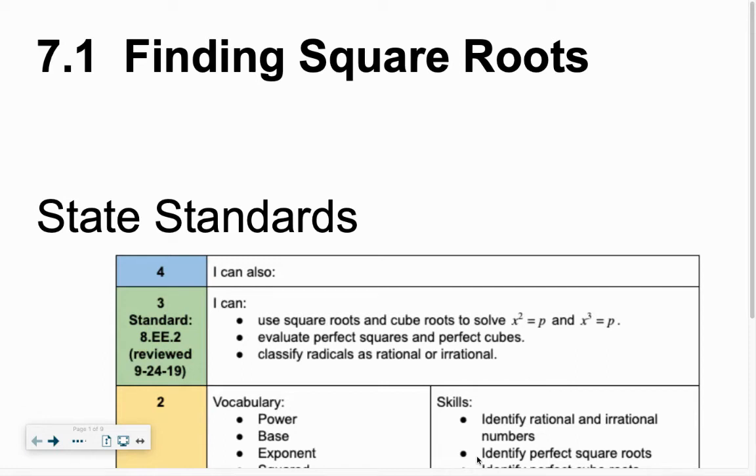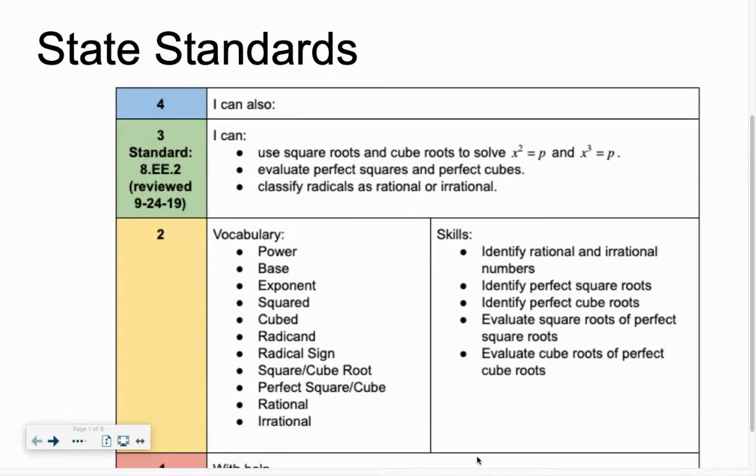Chapter 7, Lesson 1, Finding Square Roots. State Standard 8E2. You can see that we're doing this standard. We're going to use square roots. We're also going to evaluate square roots and perfect squares and cubes. We'll get to that. We're going to talk a lot about vocab today because we want to be able to identify perfect square roots, evaluate as well, and that's what we're going to be looking at today.